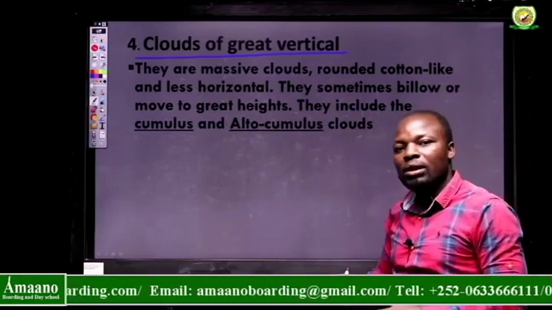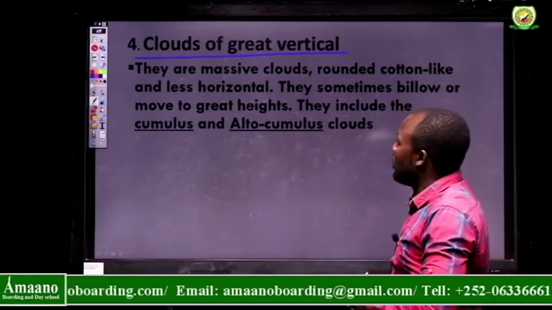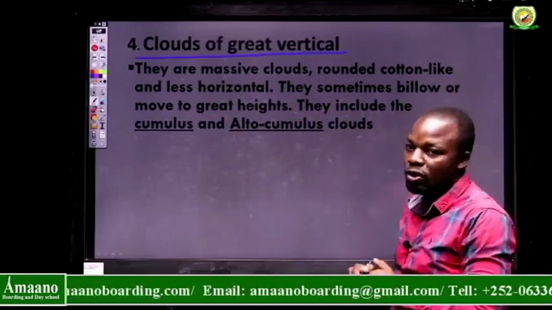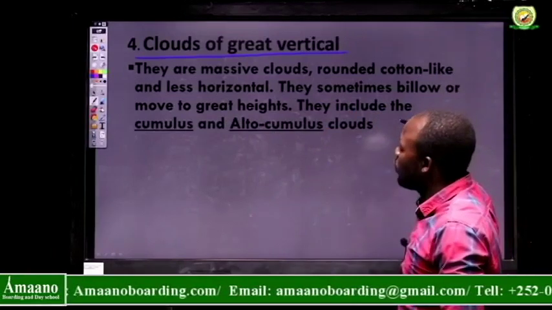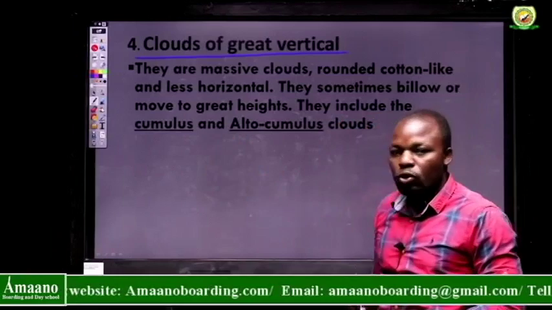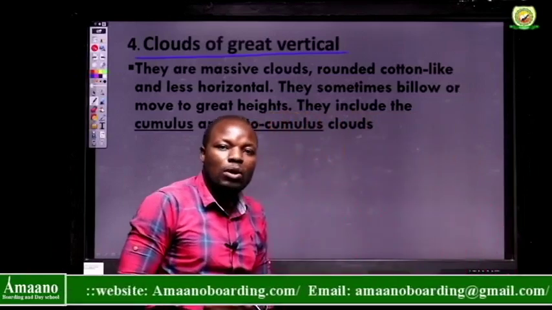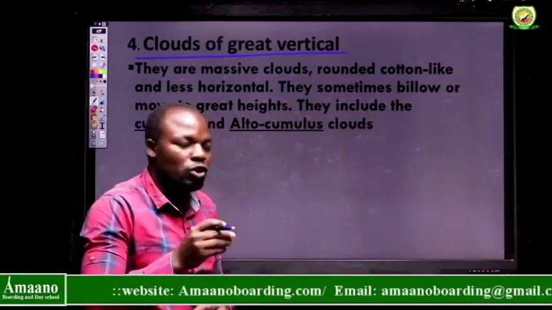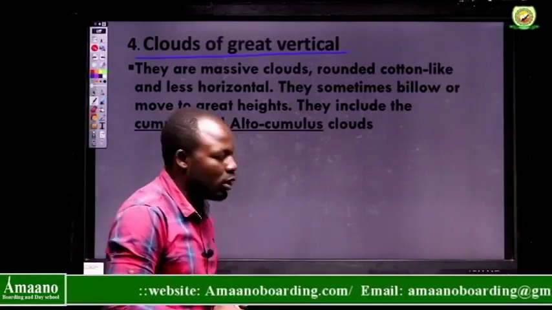To billow is when the clouds are moving up in a plume like that of smoke. They include the cumulus and altocumulus. So the two examples of clouds of great vertical height are cumulus and altocumulus.